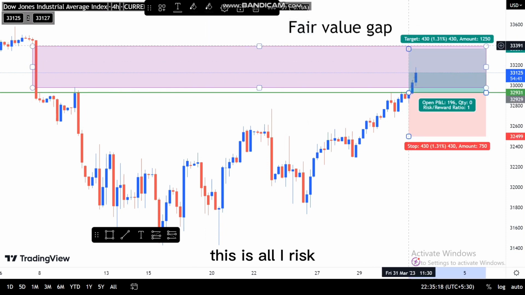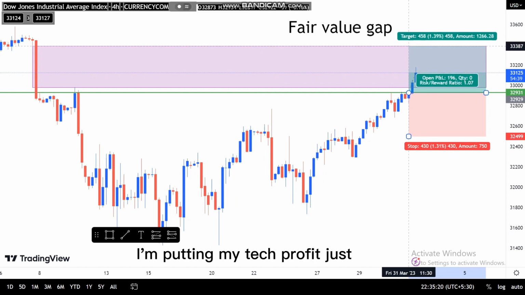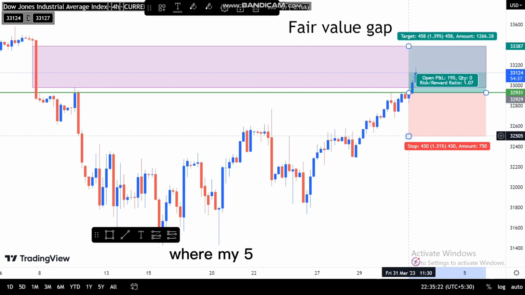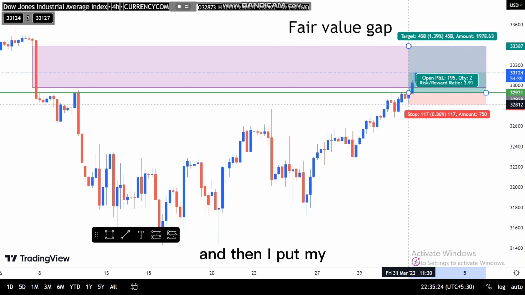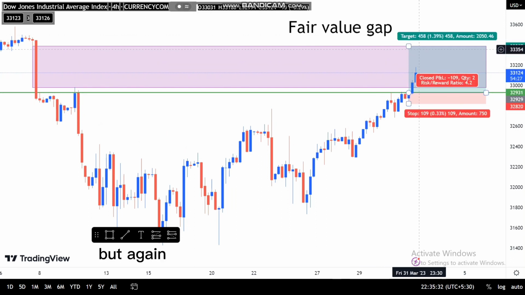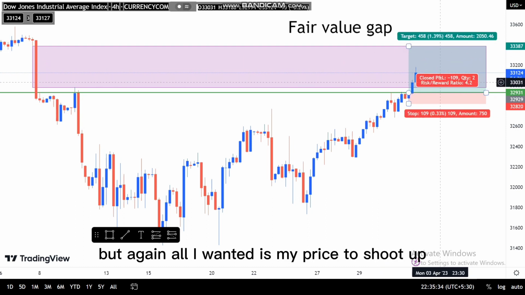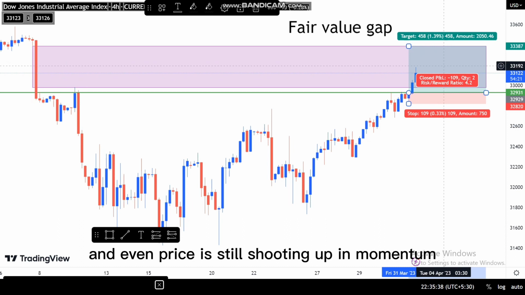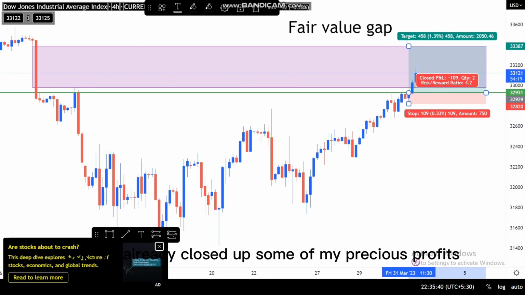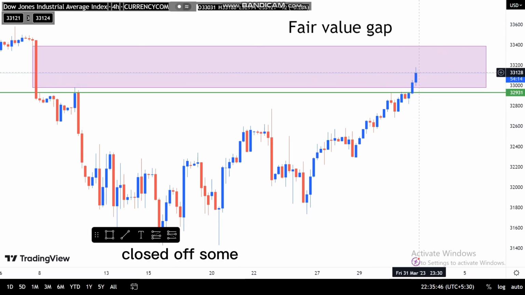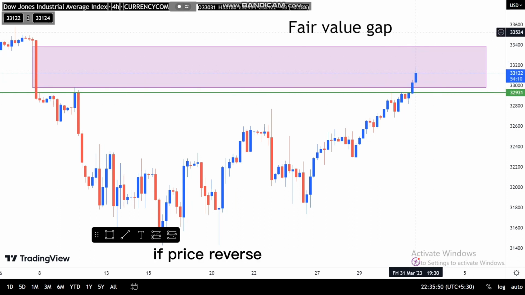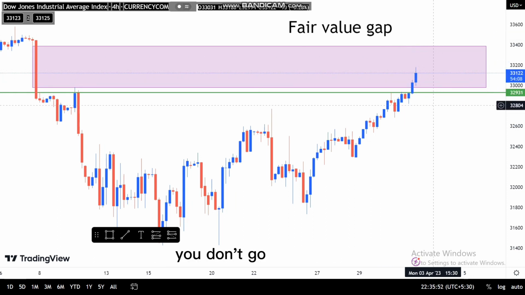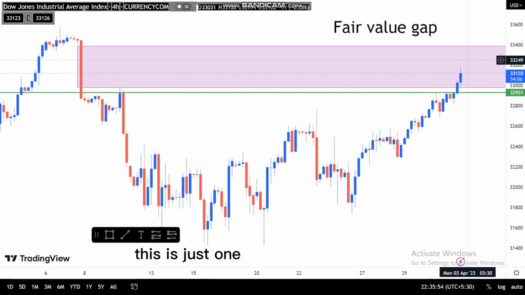I put my take profit just here where my fair value gap ends, and then I put my stop loss just there. So I was risking a few pips, but all I wanted was for price to shoot up. As you can see, price started shooting up with momentum, and is still shooting up, but I've already closed some of my partial profits so that you can secure some profits. So if price reverses back on you, you don't go out in a loss. So this is just one example of a fair value gap.